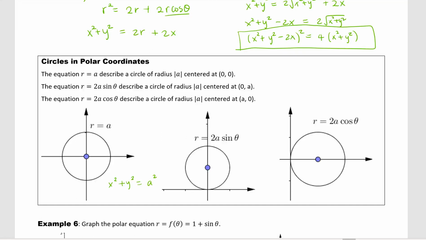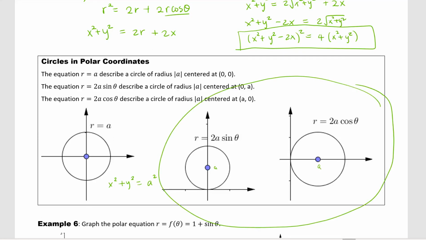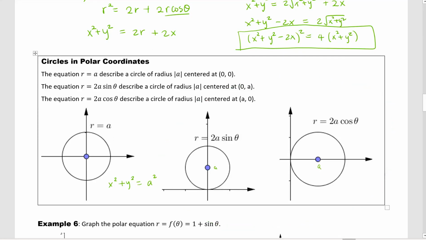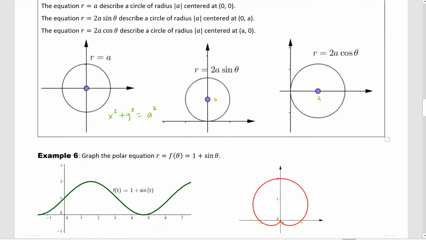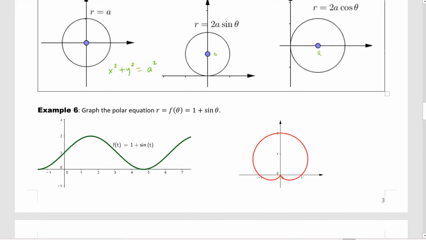And for the circle centered at (0, a), the expression is going to be r equals 2a sine theta. And for the circle centered on the x-axis, if this is a, then the equation is going to be r equals 2a cosine theta. Okay, so you don't need to memorize all of these. This just gives you some examples of what it's going to look like.